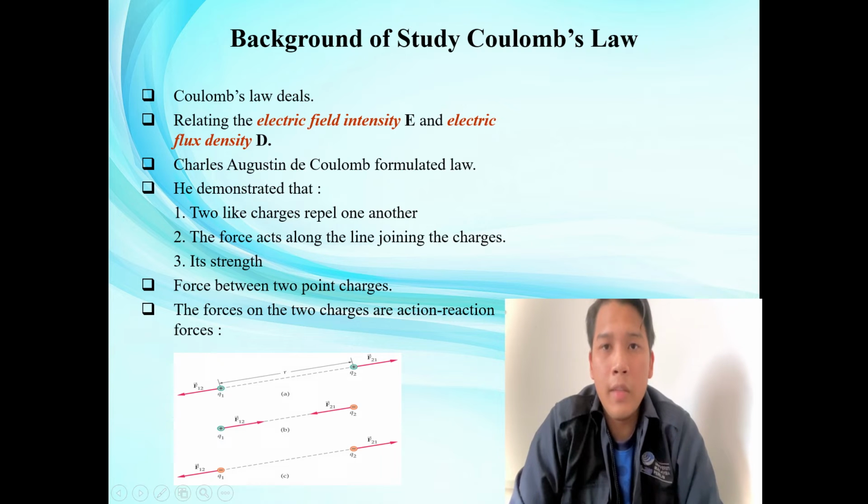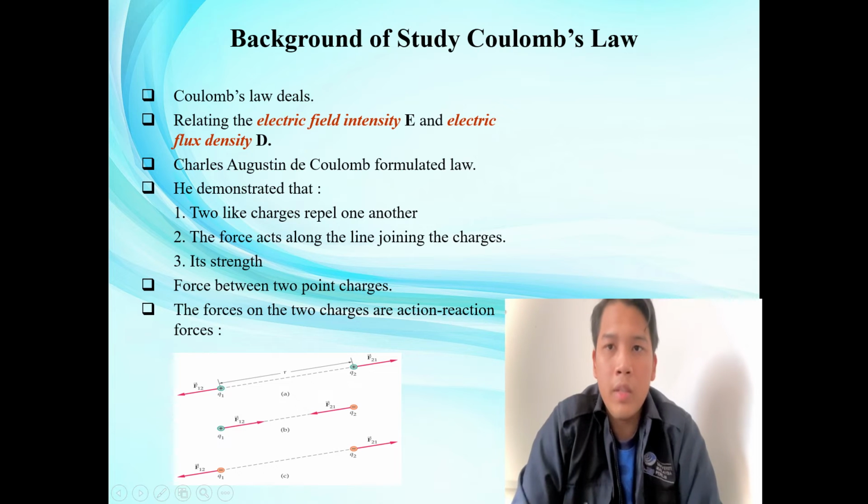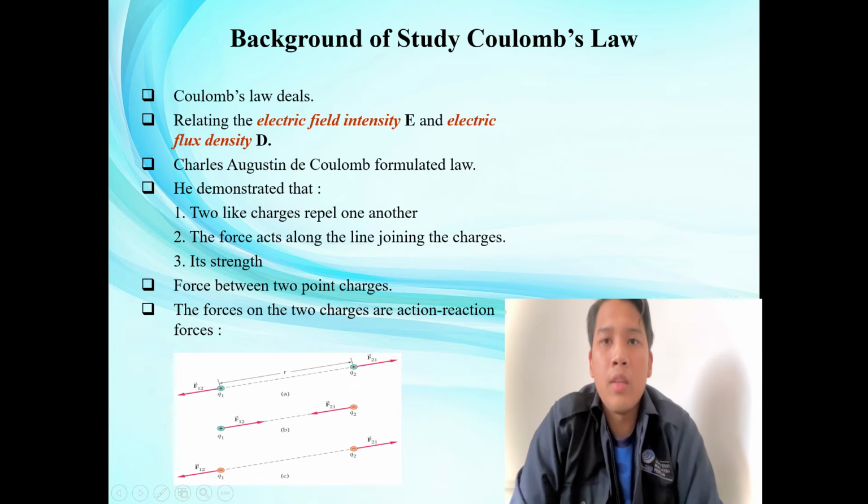In 1785, Charles Augustin de Coulomb formulated a law about the interaction force between two charged particles. He demonstrated that, first, two like charges repel one another, whereas two charges of opposite polarity attract. Second, the force acts along the line joining the charges. And third, its strength is directly proportional to the product of the magnitudes of the charges and inversely proportional to the square of the distance between them.